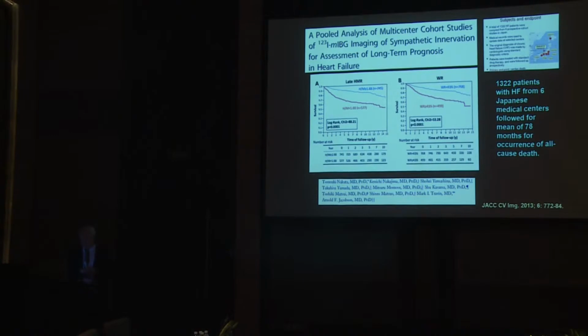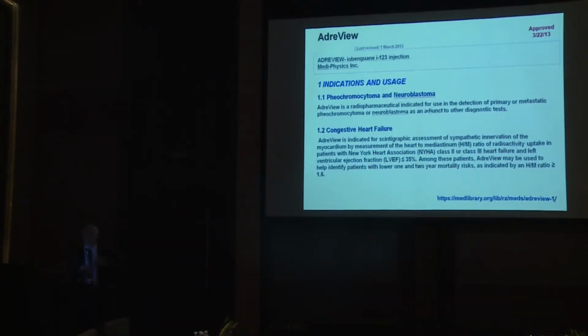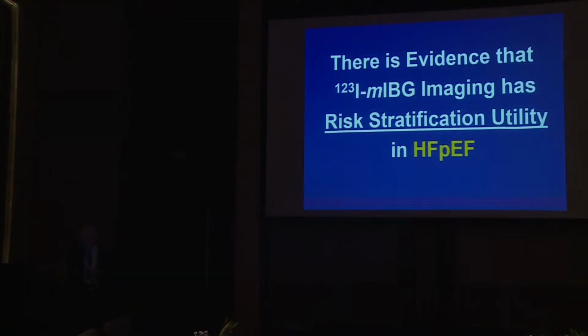A study that reproduced that was done in Japan, a totally separate analysis, where they looked at their database of about 1,300 patients, and they essentially reproduced what was seen in ADMIRE-HF. So studies have consistently shown a very robust, effective risk stratification of patients with heart failure with reduced ejection fraction, and it's on that basis that the FDA indications for MIBG for cardiac imaging have been established.